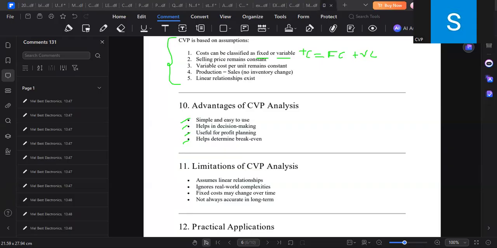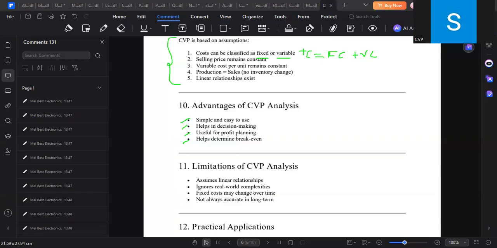So again, what are the advantages of CVP analysis? Number one, CVP is very easy and straightforward. It does not require complex calculations when you are using basic relationships between the cost, the volume, and also the profit. It helps in decision making by showing you how changes in cost and selling prices all affect our profit. So managers will use this to determine whether to increase or decrease their production, or whether to accept special orders in production, and also how to strategize on pricing.